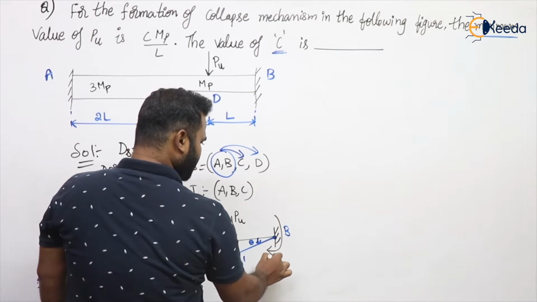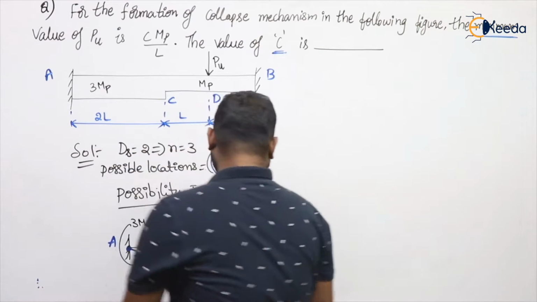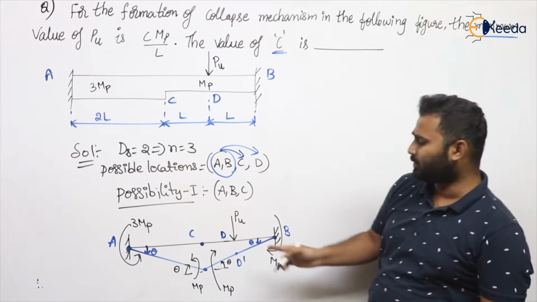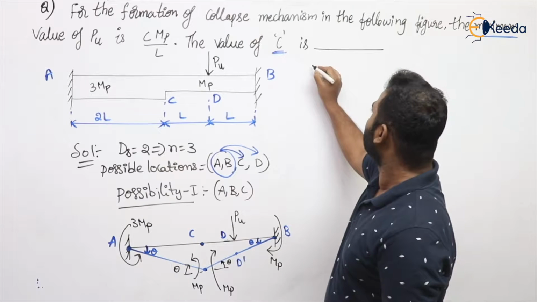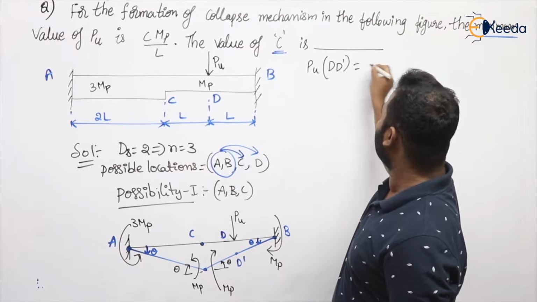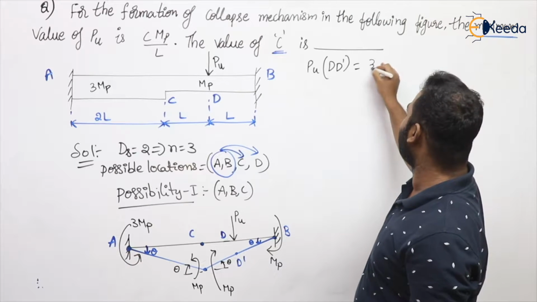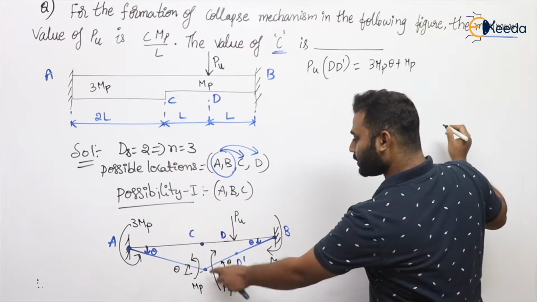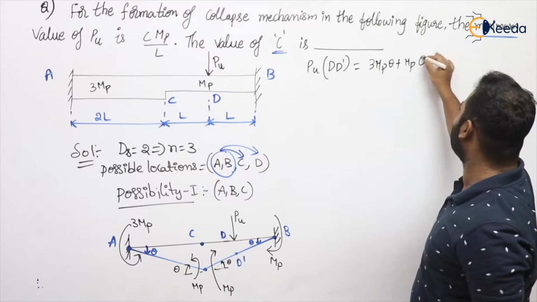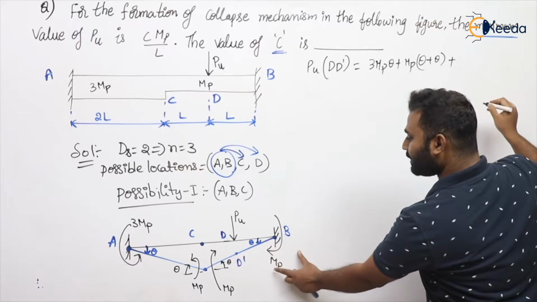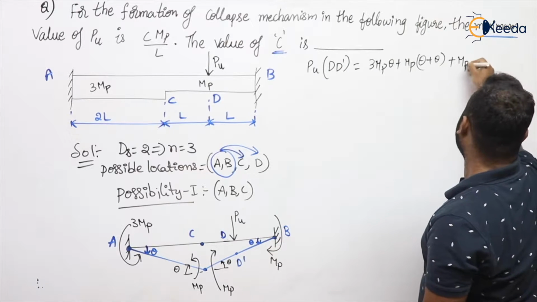And B simply MP, right? Now to get the collapse load, we need to equate external work to internal work. Here external work is done by this load PU. So now PU into DD dash is equal to internal work. So 3 MP tries to make that theta 0, and MP at this location tries to make these two theta 0. And here this MP tries to make this theta 0.